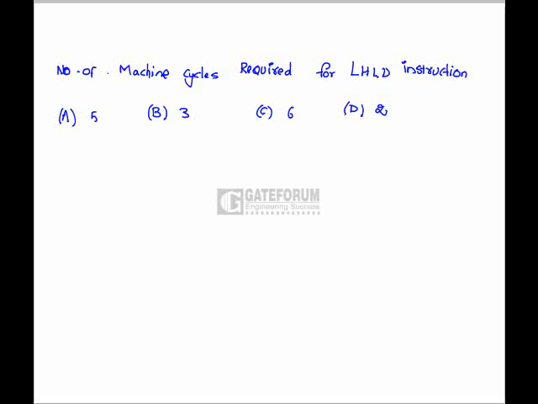Here the question is the number of machine cycles required for the LHLD instruction. Before getting into the question, we need to know what we mean by a machine cycle. Here, a machine cycle means either reading or writing data into or from the memory. That is nothing but a machine cycle. Here, LHLD address is an instruction in the 8085 microprocessor. The address is nothing but 16-bit data.